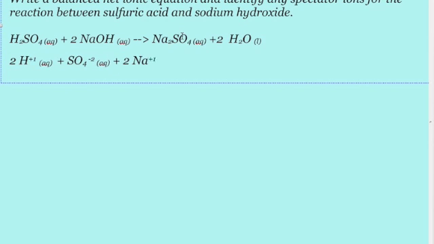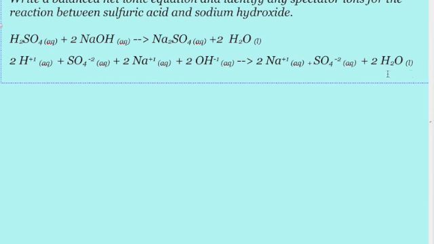2 sodium ions, which are aqueous, 2 hydroxide ions, which are also aqueous. Again, the water doesn't break, and then on this side we should have 2 sodium ions. I'm just copying and pasting. We have a sulfate ion. And then your 2 waters don't change. I am struggling with typing here. I apologize.